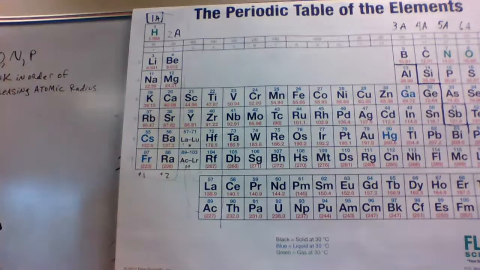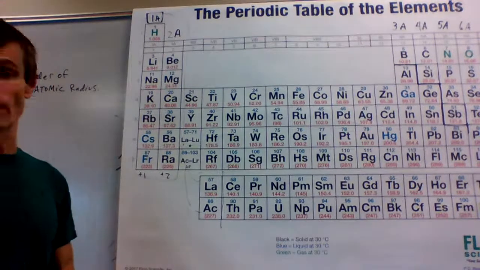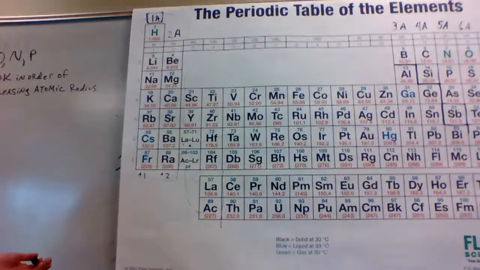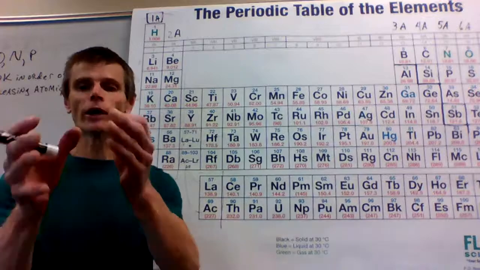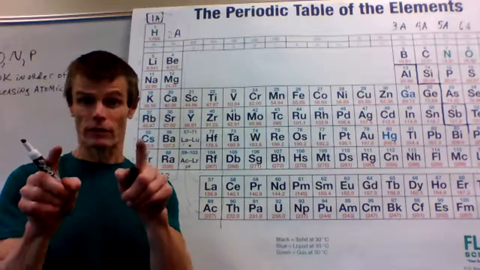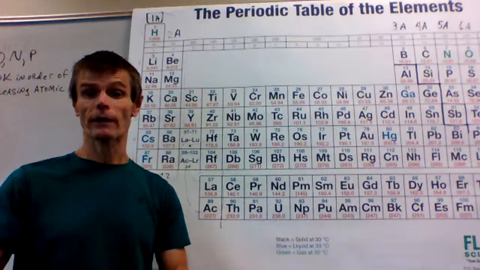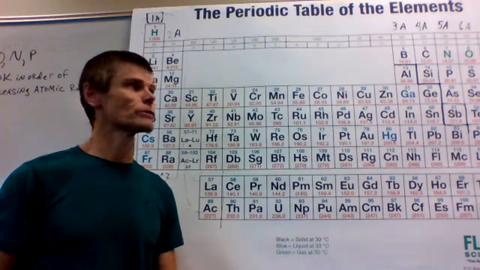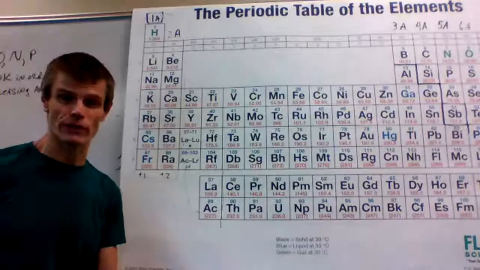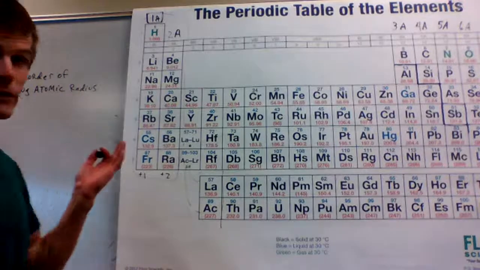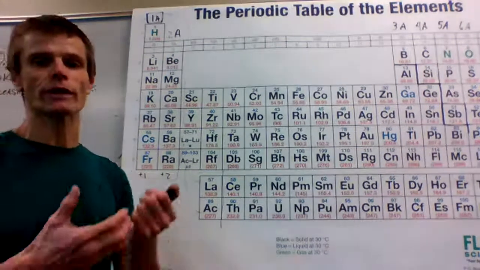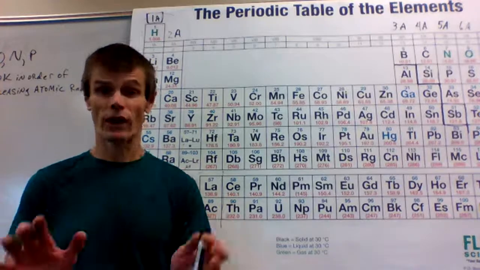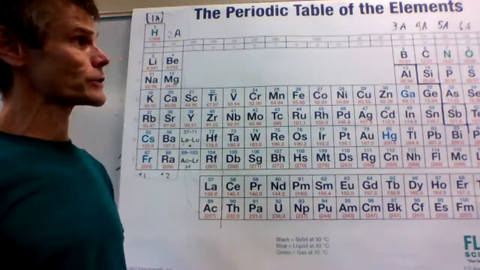Everybody good? So let's think of how we're gonna accomplish this. We're given three elements: oxygen, nitrogen, and phosphorus, and we're going to look at them in pairs. We're going to look at how two of them are compared, and then we're going to be able to make our decision from there. And we're going to use periodic trends. Now, when I'm given these three elements, the way I would think about it is let's look at nitrogen and oxygen first.